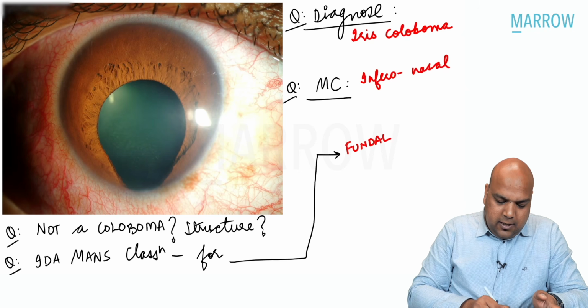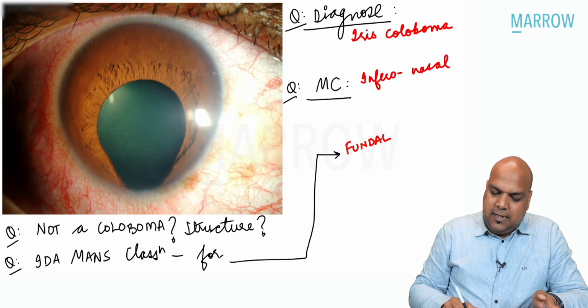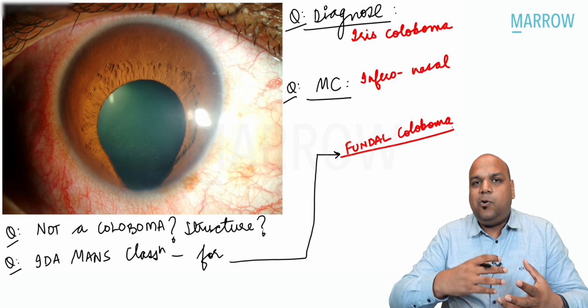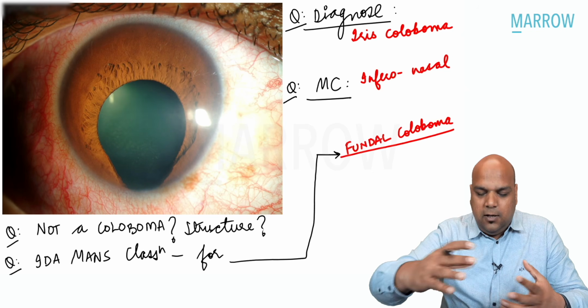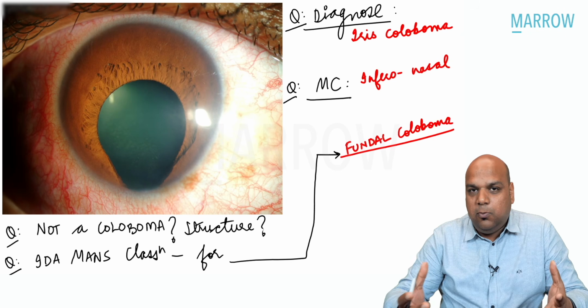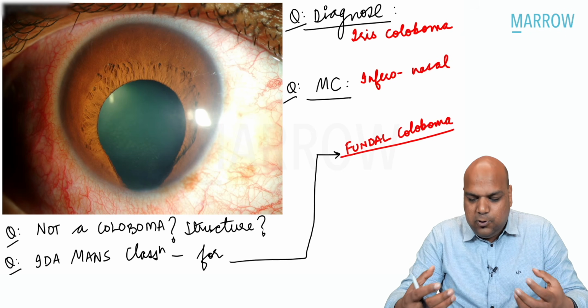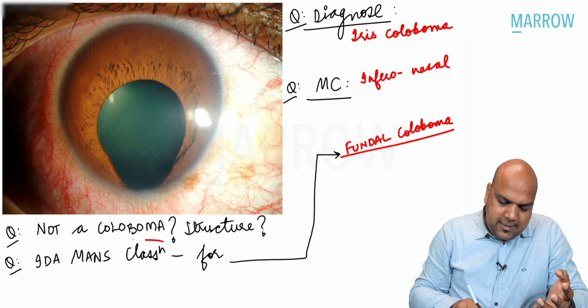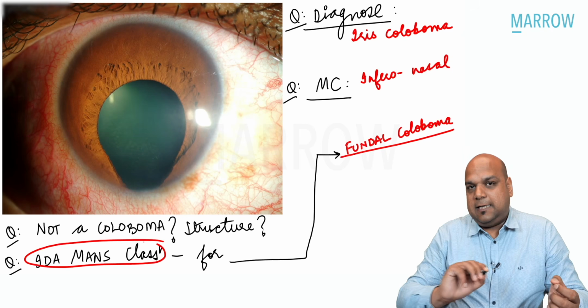Now, see the question. Idamann's classification. This is for which coloboma? This is for fundal coloboma. There are 7 types of coloboma depending upon the area affected. Coloboma gives an excavated appearance because of the absence of the retinal or the choroidal tissue, and the name of the classification, as is written here, is Idamann's classification.